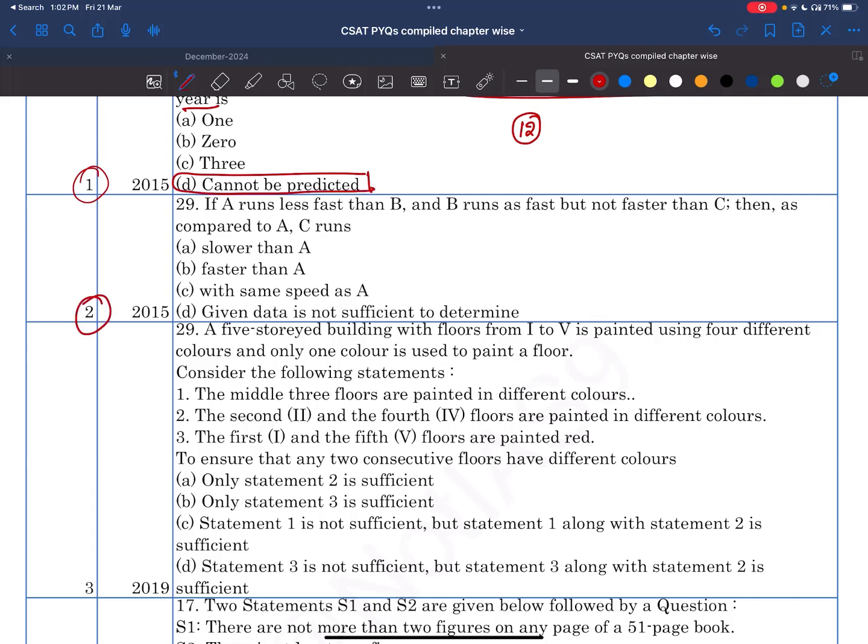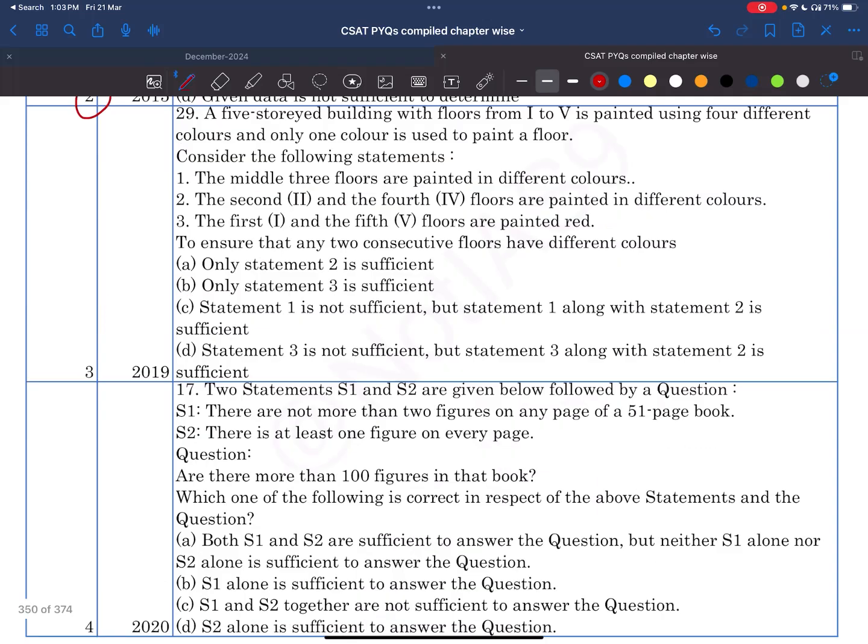Second question. If A runs less fast than B, that means A is less than B, and B runs as fast but not faster than C, that means C is greater than B, then as compared to A, C runs... Obviously, C runs faster than A. Here C is greater than B, B is greater than A. That means C will always be faster than A. Let's go to the third question.